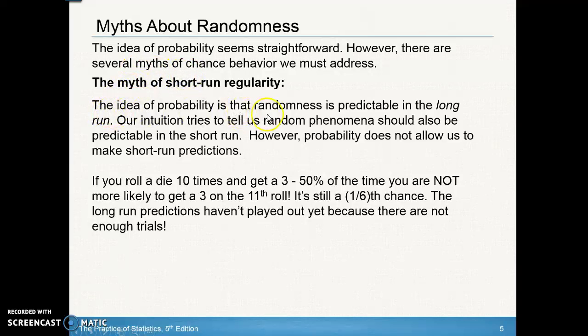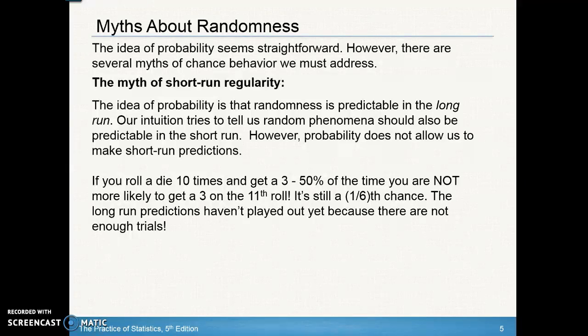The idea of probability is that randomness is predictable in the long run. So our intuition tells us that random phenomena should also be predictable in the short run. However, keep in mind that probability does not allow us to make short run predictions. It only allows us to make long run predictions. So if we roll a die 10 times and get a 3, okay, 50% of the time, it doesn't necessarily mean that if you roll the dice again, that you're more likely to get a 3 on the 11th roll. You still have a 1/6 chance of getting a 3 on the 11th roll.